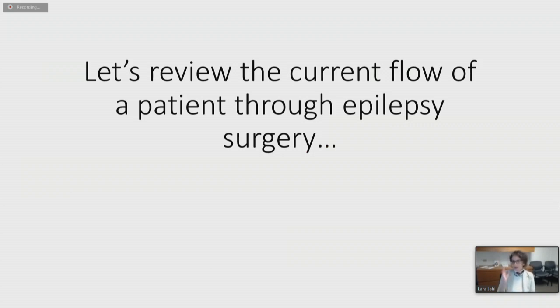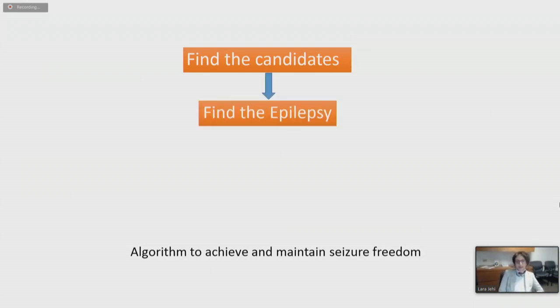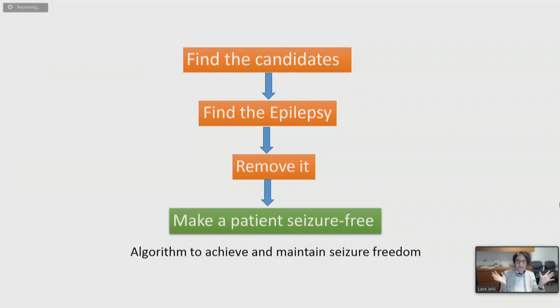We need to review, to find the place for algorithms. Let's review the current flow of a patient through epilepsy surgery. There's definitely many different steps, but let's simplify them and put them in major buckets. So the first step is usually to find the candidates, right? We have to find the patients who may qualify for epilepsy surgery. Then we need to find the epilepsy in the brains of those candidates. Then we have to remove that epilepsy through surgery. And then, voila, we make a patient seizure-free. This is how our mind works when we are moving a patient through the trajectory of surgery.